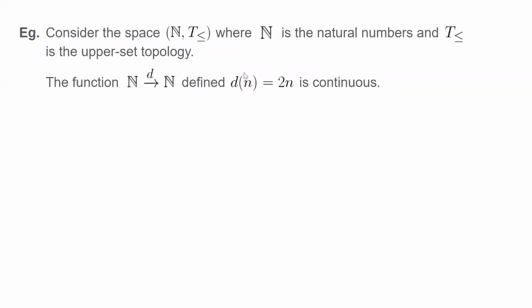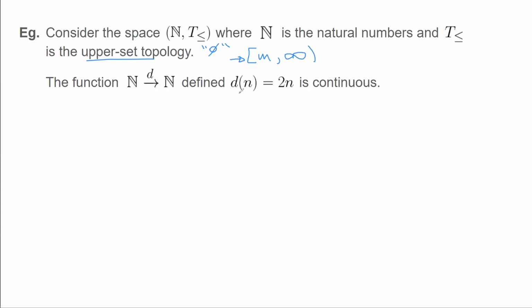So now let's look at some examples. The first example I'd like to show you is with the natural numbers. It's the very first example we talked about of a function. So the space is the natural numbers with the upper set topology. And remember, all that means is that the open sets are of this form, m off to infinity, or they're empty. These are the main open sets in the upper set topology.